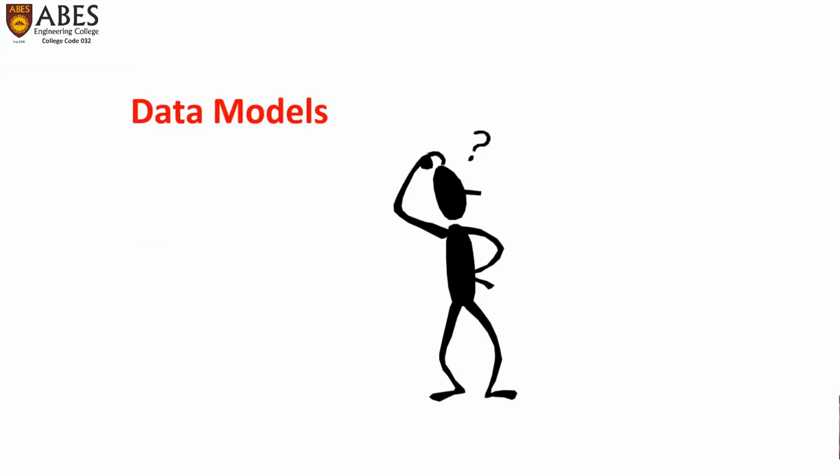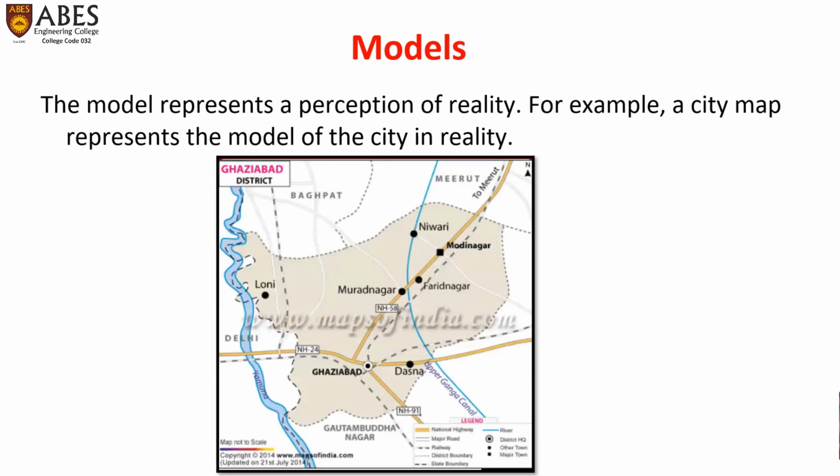So first of all, what is data model? The first question which comes in our mind is, what is data model? Model is a representation or perception of a reality. For example, a map of a city. The map of a city you can consider as a model of your complete original city.